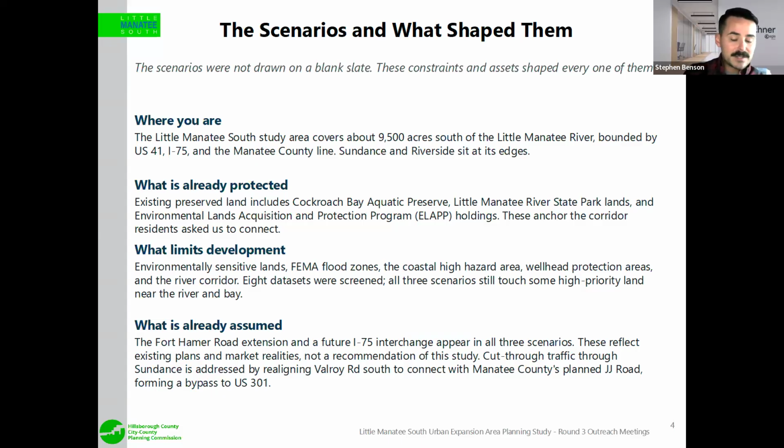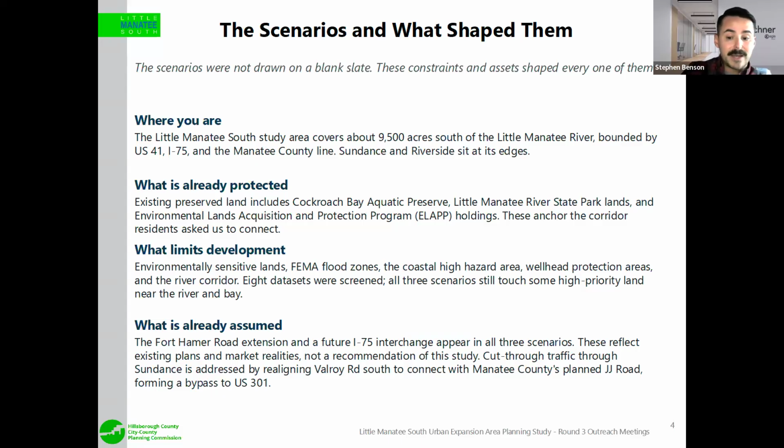The reason for that is because FDOT is funding a study to look at a future interchange somewhere along I-75 between the Manatee County line and the Little Manatee River. A specific location has not been selected yet. And so the gold star that you're going to see on these maps is really just a placeholder until that study is able to make a recommendation.